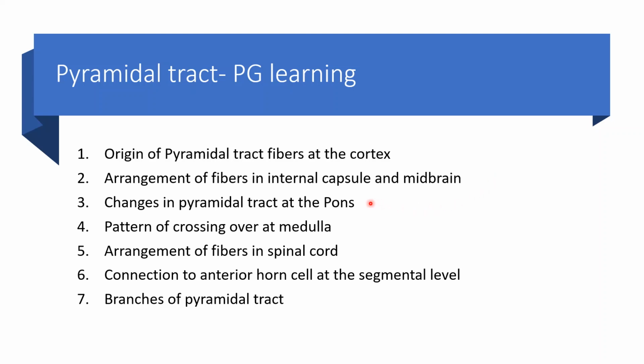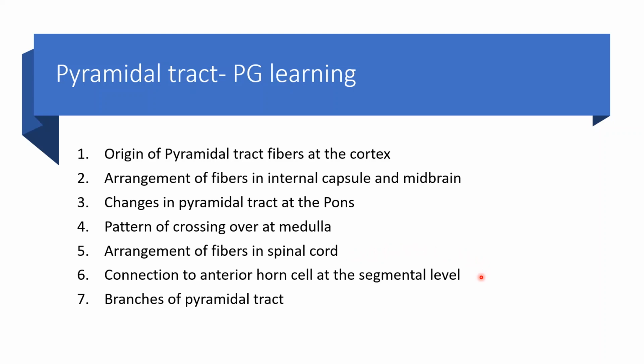Changes in the pyramidal tract at the level of the pons is a very critical knowledge which you should know to interpret certain findings at the bedside. The pattern of crossing over at medulla may also help you to understand the weakness pattern, especially in the upper limb and the lower limb in certain patients with stroke. Arrangement of the fibers in spinal cord is important to understand the lesion and the clinical neurological deficit in spinal cord.